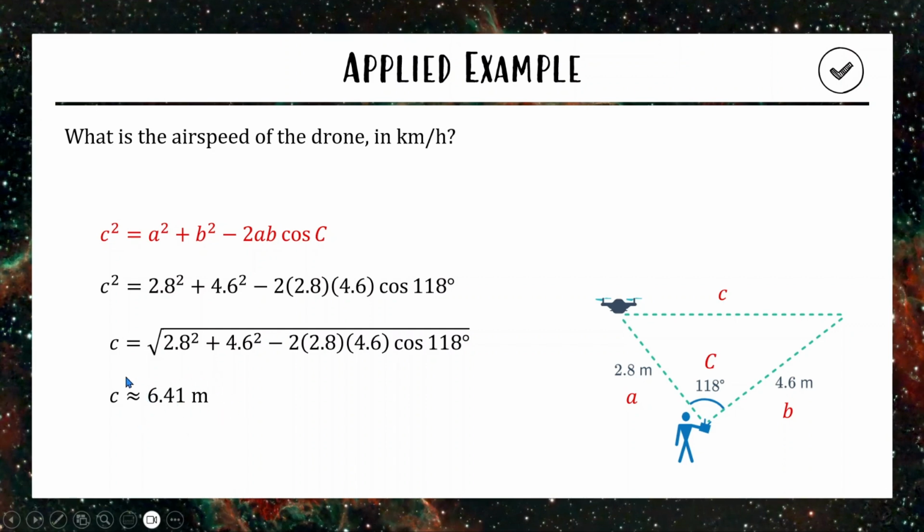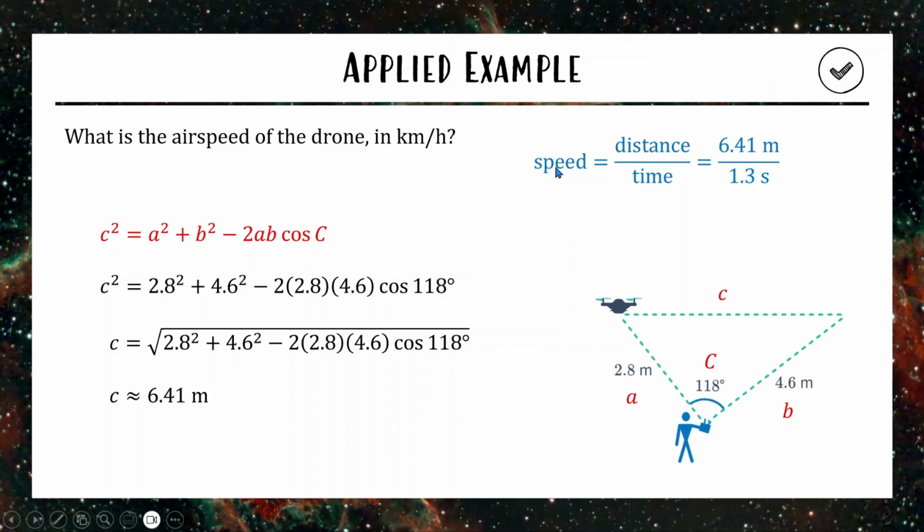Now we have the distance and we have the time from before, which was 1.3 seconds. Let's figure out our speed. To do that, we're going to use the good old-fashioned speed is equal to distance divided by time. This is average speed. We know what our distance is. We just figured it out. It's 6.41 meters. The question specified that the time that the drone was flying was 1.3 seconds. So here is our calculation to get our speed in meters per second.